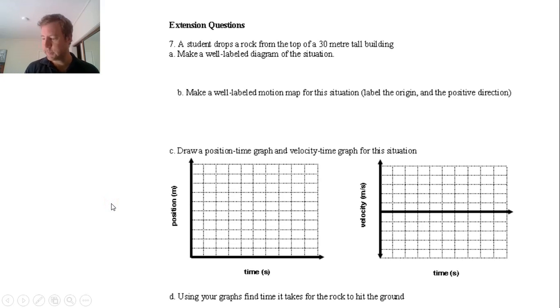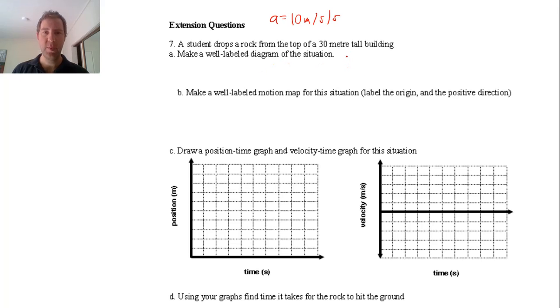All right. A student drops a rock from the top of a 30-meter tall building. The first thing that I haven't explicitly told you here, but because this is an extension question, you should know, is that gravity, the acceleration due to gravity, is, let's just use 10 meters per second for every second. All right, but we'll get back to that in a second.